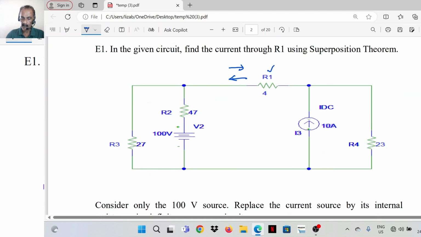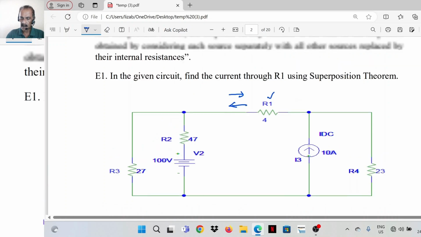Now let's work out this example. Say 100-volt source. There is a resistor in series with it, 47 ohm. The left side there is resistor R3 27 ohm, R1 4 ohm, and R4 23 ohm.